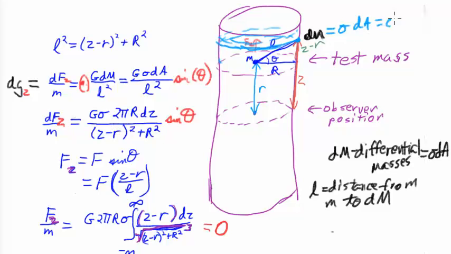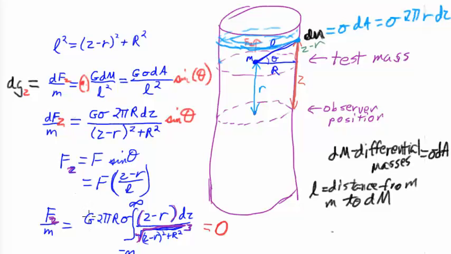The dA is going to be 2 pi r, which is the circumference of the circle, times dz, which is the tiny differential distance along that cylinder. Now we can replace that sine of theta with the opposite, z minus r, divided by the hypotenuse, L, and we will have an integral we can work with. Pull all of the constants out.